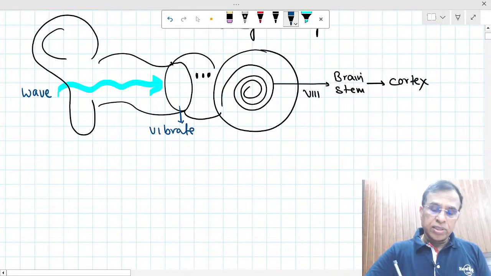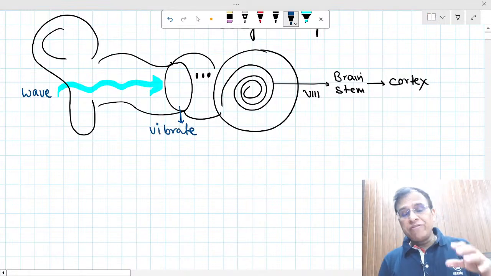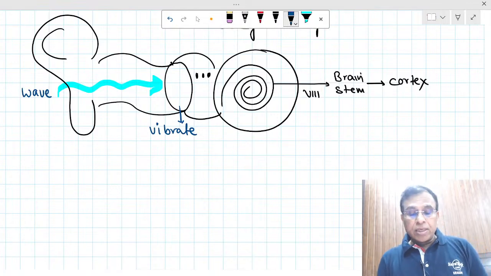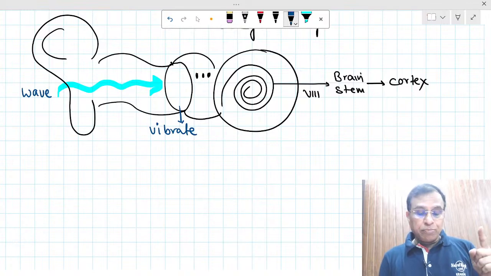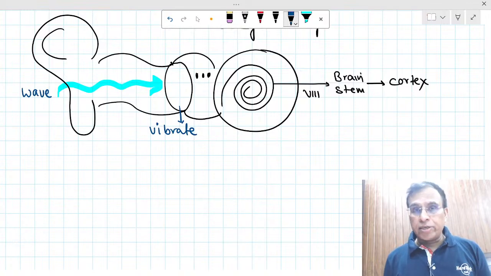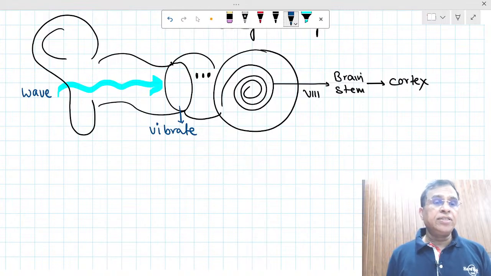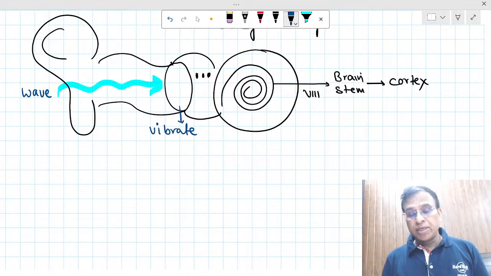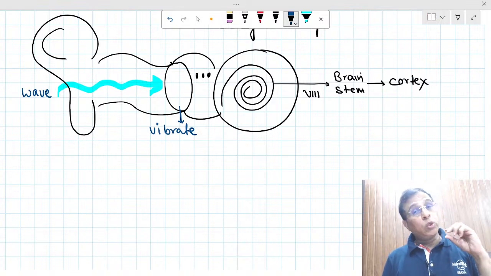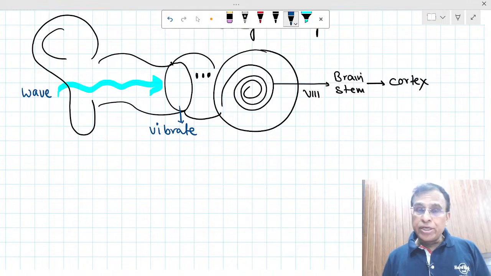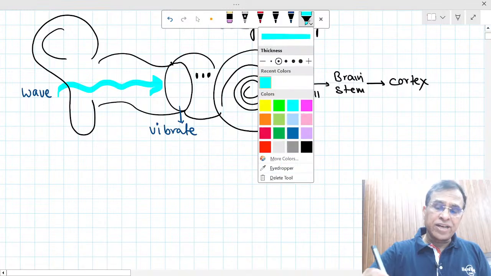The membrane begins to vibrate. We all know this. So see, this is a change. Wave has become vibration. So this is the first change that happens in the auditory pathway. But both wave and vibrations are mechanical energy. So the thing to remember here, at the tympanic membrane, the main type of energy does not change. The subtype changes. The one type of mechanical energy, which is wave, becomes another type of mechanical energy, which is vibration.